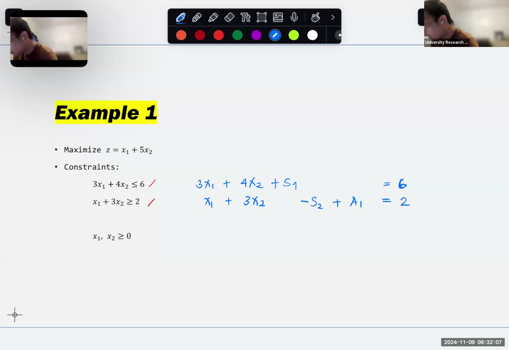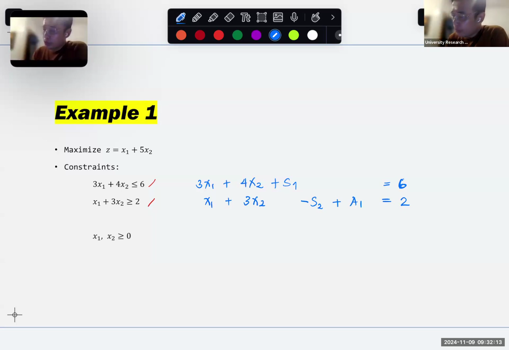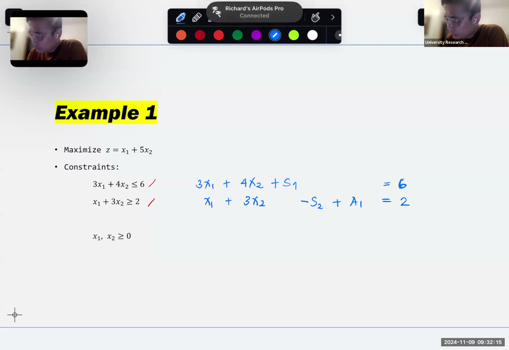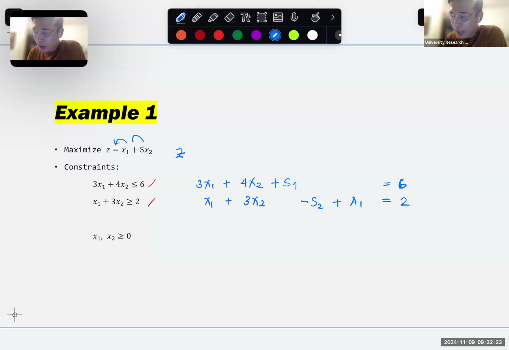And then for our objective function, we have Z, and then we transpose the x1 and 5x2 to the left-hand side. So it will become minus x1 and minus 5x2.